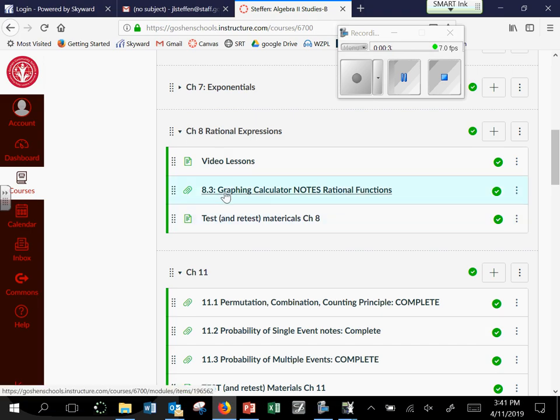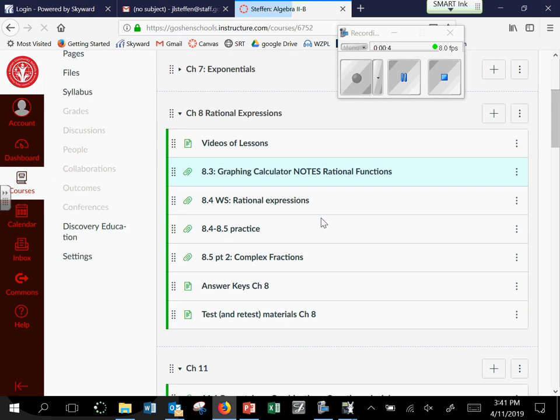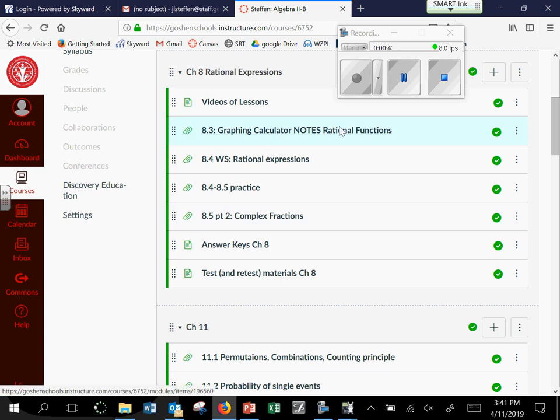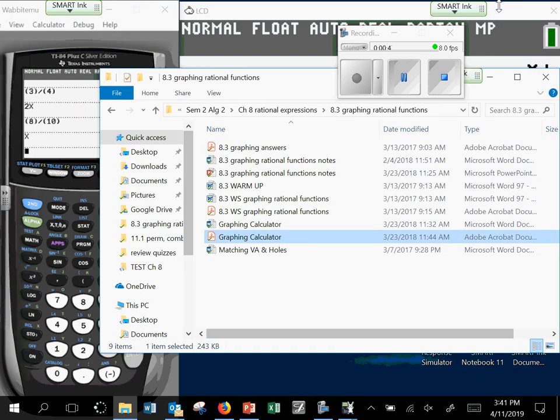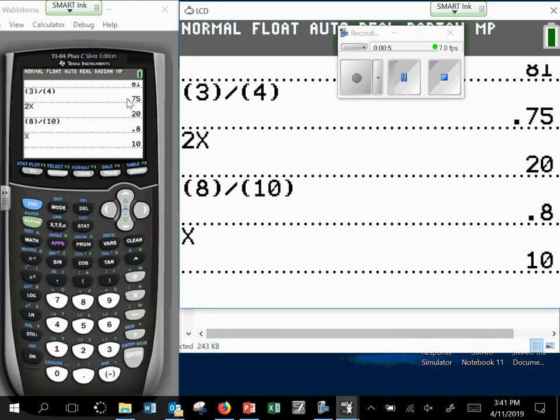Under Chapter 8, they were in here for 8.3. If you were in one of my regular classes, yours looks a little bit different, but it's the same thing. Under Chapter 8, it's in 8.3, and it's called the Calculator Notes with Rational Functions. So let's go ahead and get started so this video cannot be too long. So again, get those notes so you can follow along with that.